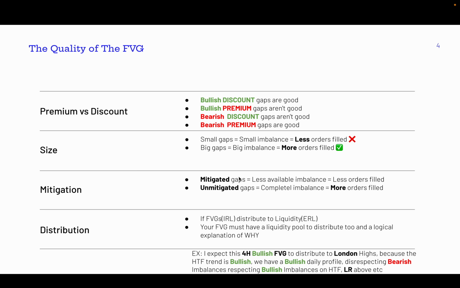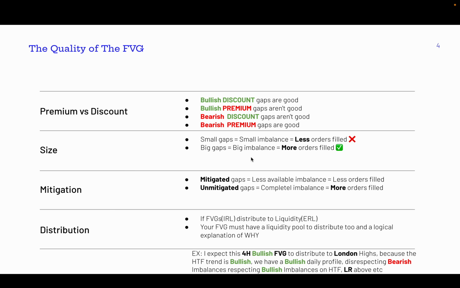All right, so the quality of a fair value gap, how do you determine it? Well, these are the 4 things that I'd say are the most important: premium, discount, the size of the fair value gap, the mitigation, and the distribution. So premium, discount, obviously bullish gaps in a discount are good. Bullish gaps in a premium aren't as good. You can still use bullish in a premium, you just have to have a bunch of other stuff very, very high quality to pick up for where it lacks, you know. And then the same thing for bearish. Bearish gaps are already good, but a bearish discount gap, it's okay.